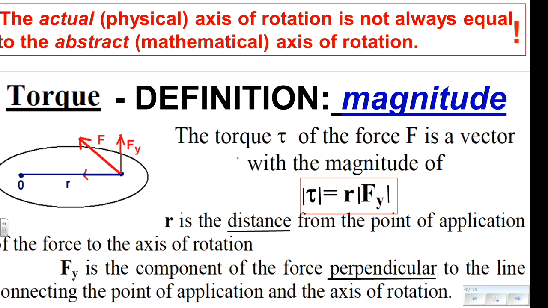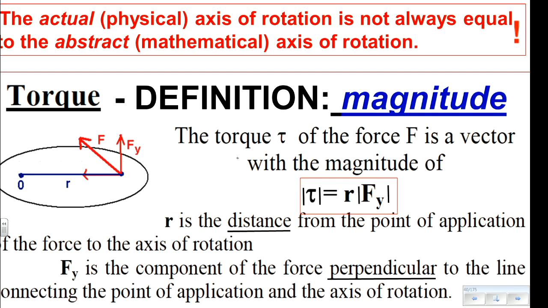Don't change it anymore until we have to. And relative to our choice of axis of rotation, physical or abstract, we should measure the distance to the point of application of a force. What is the point of application of a force? It's the point where the force is being applied. And that's R.